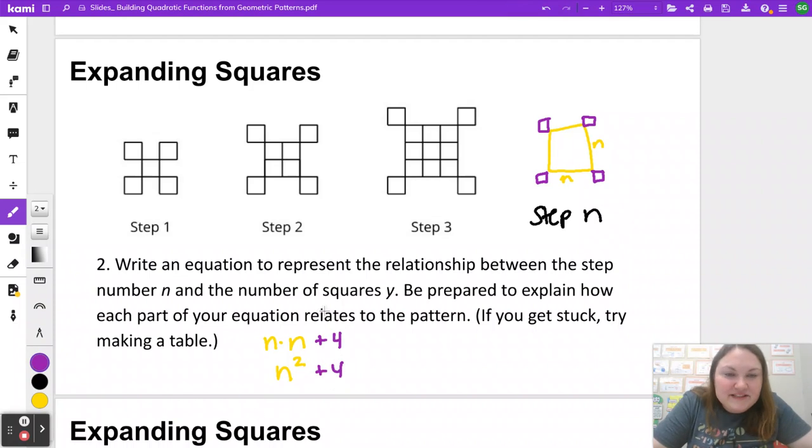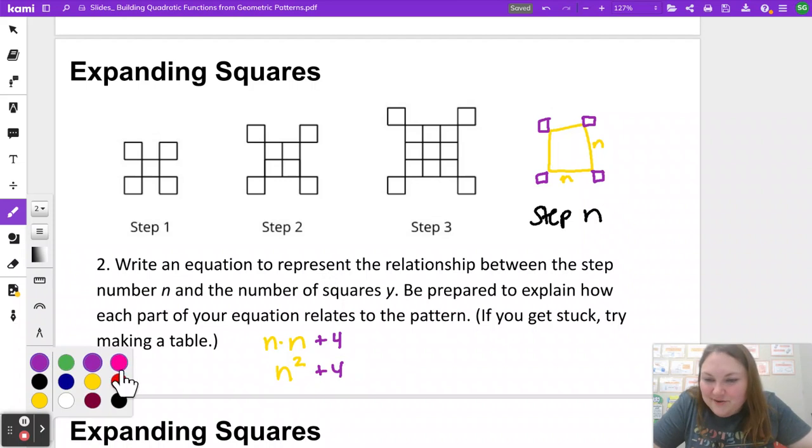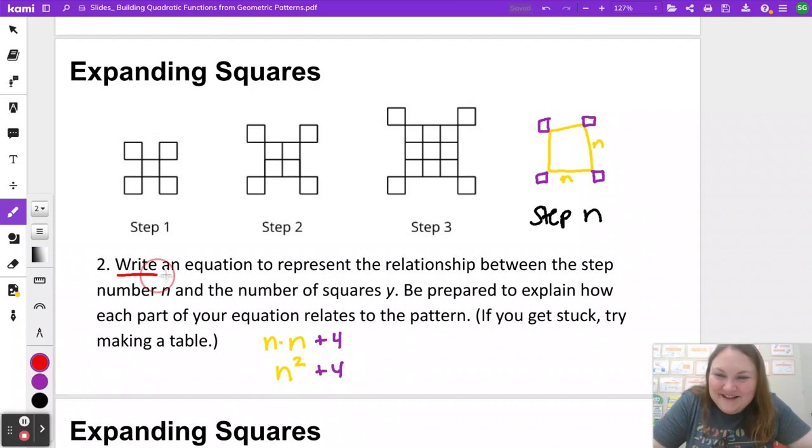And so both of those expressions would represent the total number of squares. It did say to write an equation, so I could just finish this by saying if you do n squared plus 4, that gives you the total number of squares, which we're calling y.